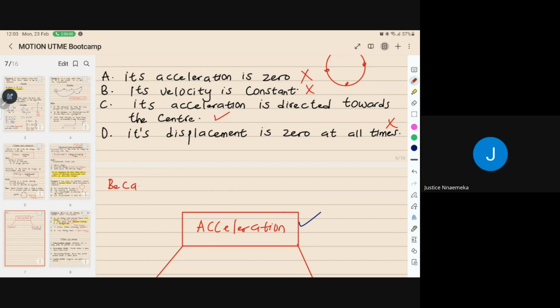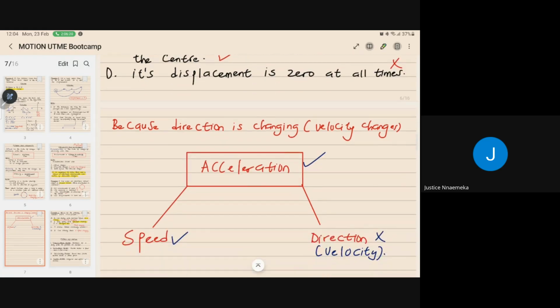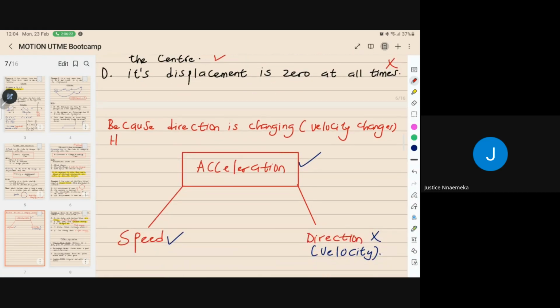Because direction is changing, in brackets, so velocity changes. Are we there? So hence, B is the answer.